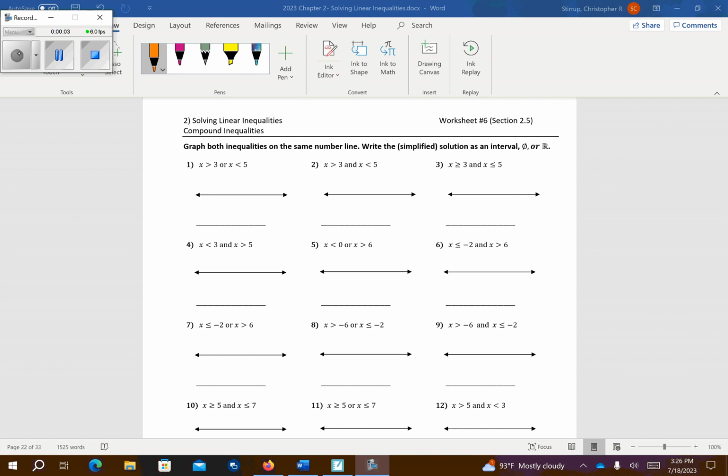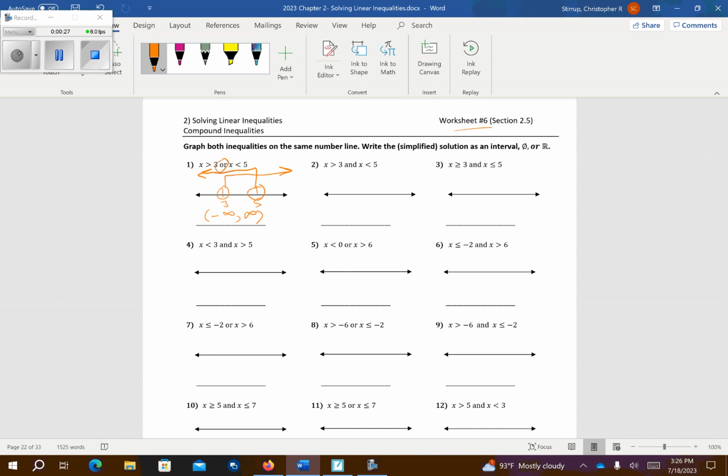SCP Algebra 1, this is Chapter 2, SLI, worksheet number 6, odd answers. So we're going to graph both of these. So we have a 3 here, and we have a 5 here. We have an open dot on 3 going this way, and we have an open dot on the 5 going this way. We're using the word or, so it just has to show you have overlap, but it also goes both directions. So our answer is negative to positive infinity.